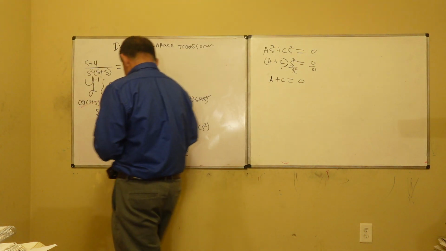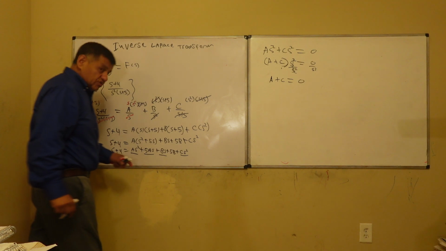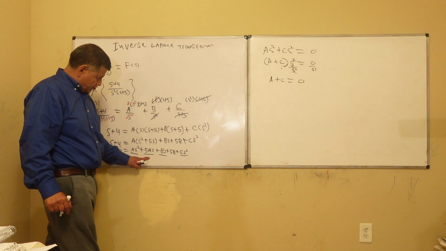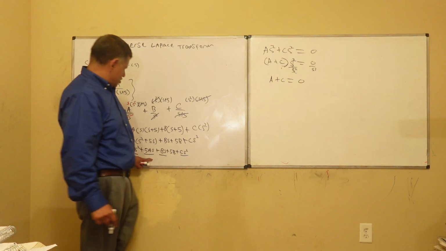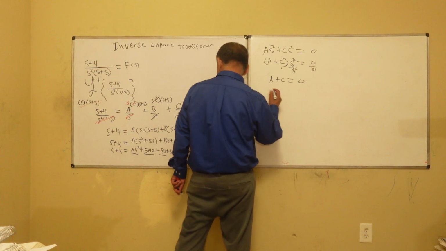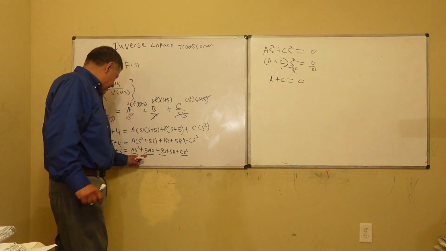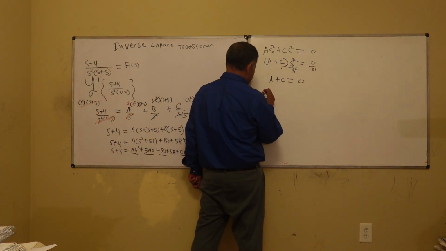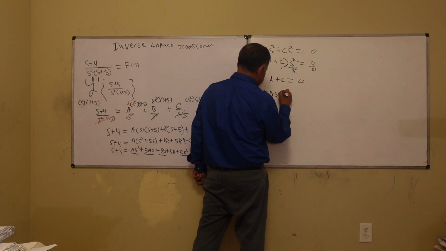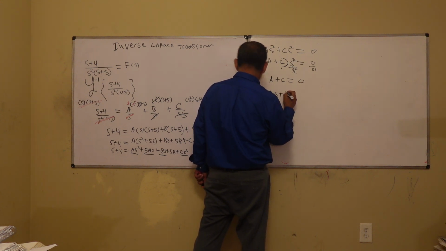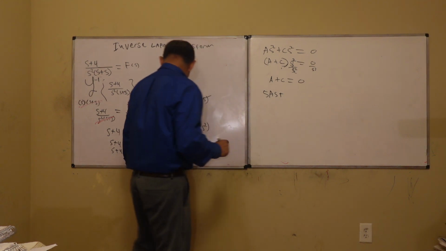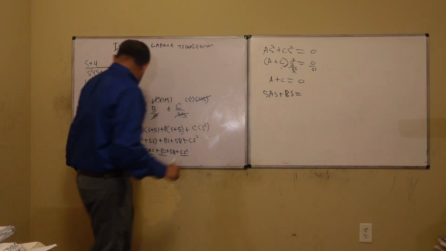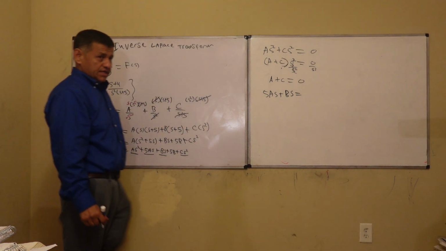What is the next one? The next one, I have to look at something. I have an s and I have an s over here, right? So how do I do that? I say I have an s over here and I have another s over here. So I have 5as plus bs plus bs is equal to what? Is equal to this one, to s. Is equal to s, right?